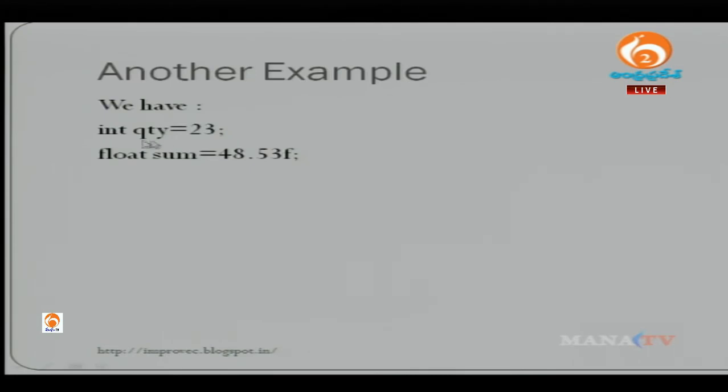Just we are taking one example, int quantity equal to 23. Here quantity is a variable of type integer, and which holds a digit 23. Next statement, float sum equal to 48.53f. Here sum is a variable of type float, which contains the 48.53F.